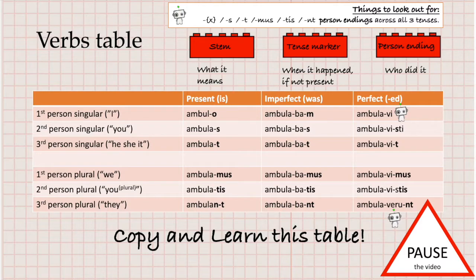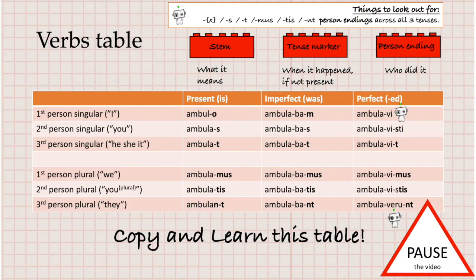Now, moving into the imperfect tense, you can see the ba has been added in, so it goes ambulabam, ambulabas, ambulabat, ambulabamus, ambulabatis, ambulabant. That's all pretty regular. The only one that looks a bit wonky is ambulabam, but then ambulaboo with an O on the end would be quite hard to say, so you can sort of see why Latin has gone a little bit awry there.